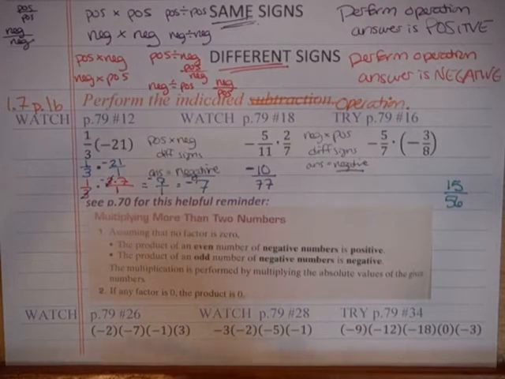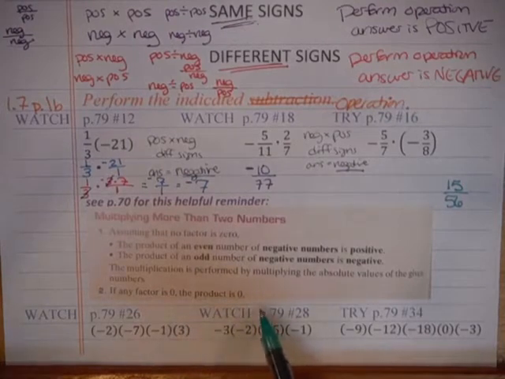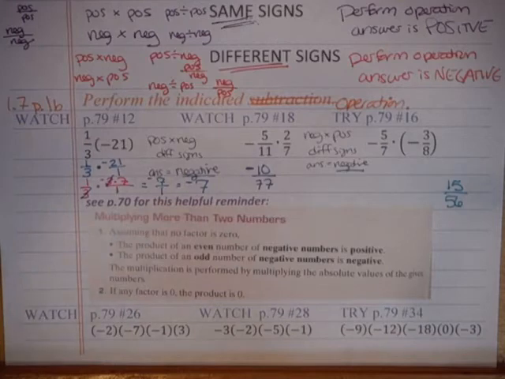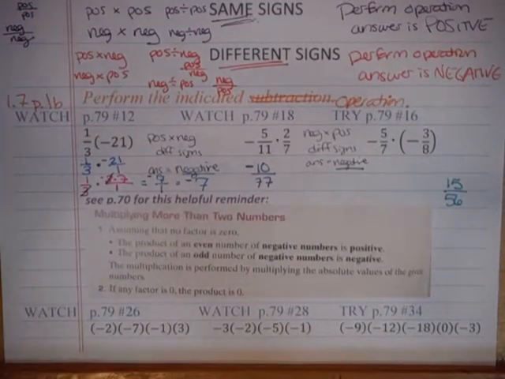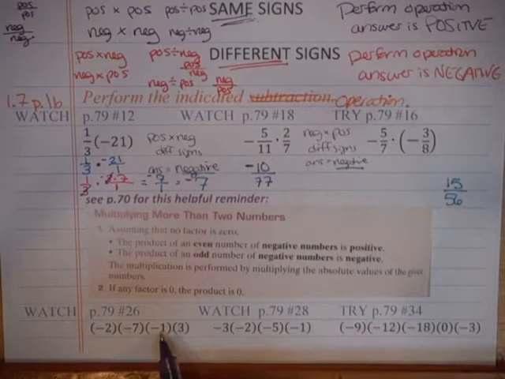Count how many negatives are present. And if any factor is 0, of course, the whole answer is 0. So let's look at number 26 and see what we're trying to do here. We've got negative 2 times negative 7 times negative 1 times 3.